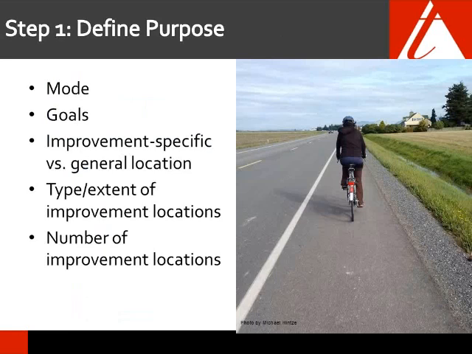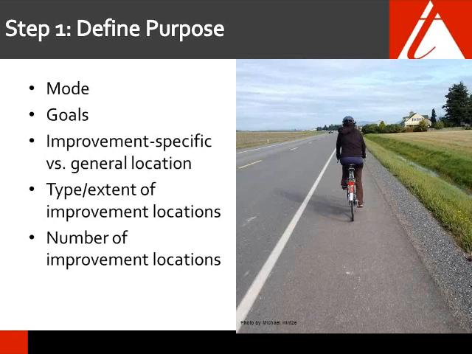Defining the purpose, so really what mode are you prioritizing? You probably know this going into the process. Are you going to be doing pedestrian improvements, bicycle improvements, or both? What are your goals? What are you trying to accomplish? Maybe this is defined in a master plan document, or you've had some public process already, and you have some clear goals that you want to represent in the prioritization process.